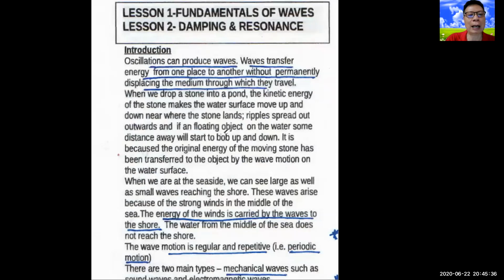Ripples spread outward. Okay, ripples spread outward means you can see when the stone drops, the wave comes out as one small circle, next circle, another circle, more and more circles come out. So it spreads out like that. So that is considered a wave, moving up and down near where the stone lands. Ripple means the wave. Ripple has the same meaning as wave. Ripples spread outward. Any floating object on the water, some distance away, will start to bob up and down.